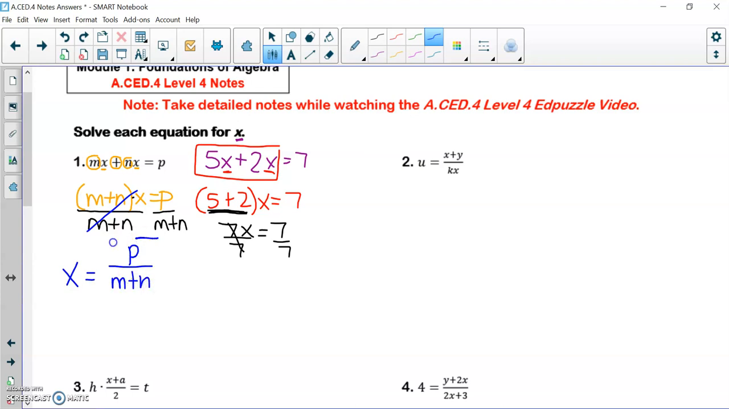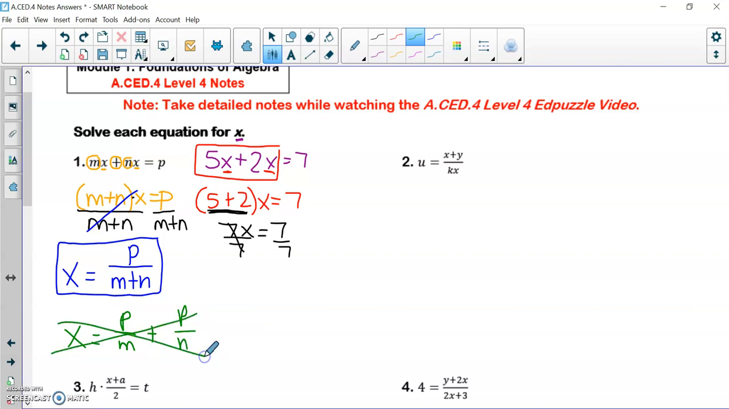Now something I want to point out to you guys, you cannot write your answer as x is equal to p over m plus p over n. That's not acceptable. When you have multiple terms in the denominator, you cannot split it up into two fractions.